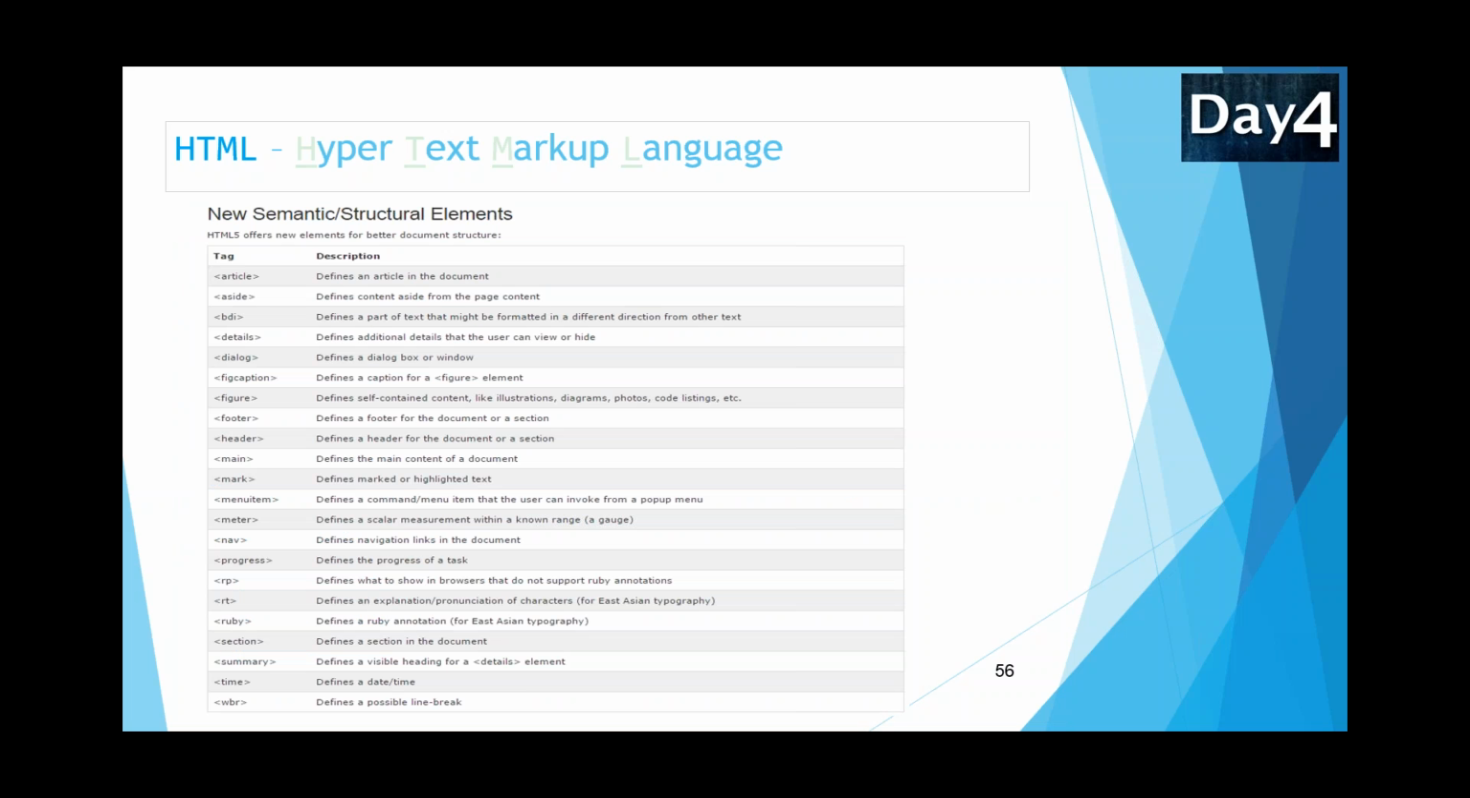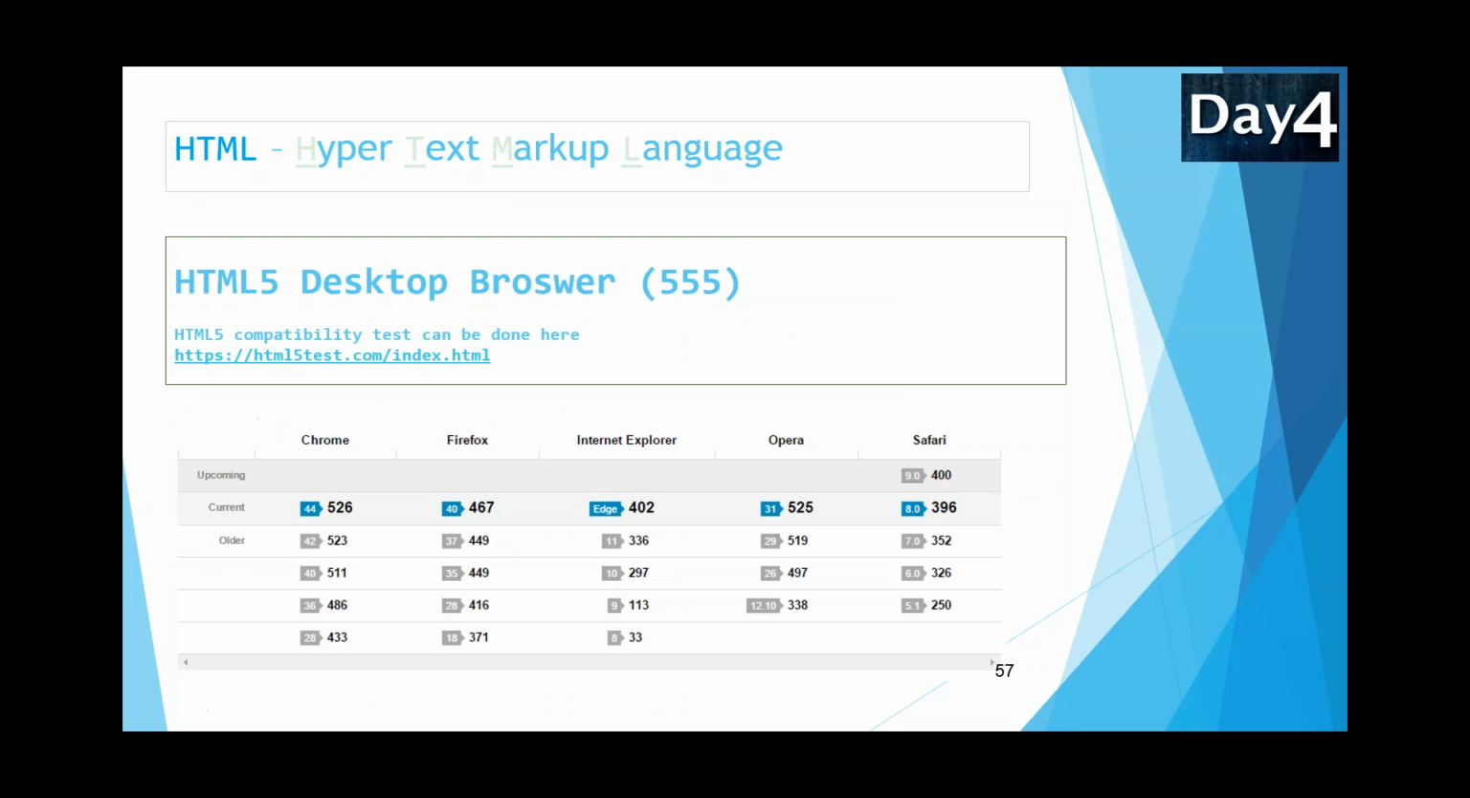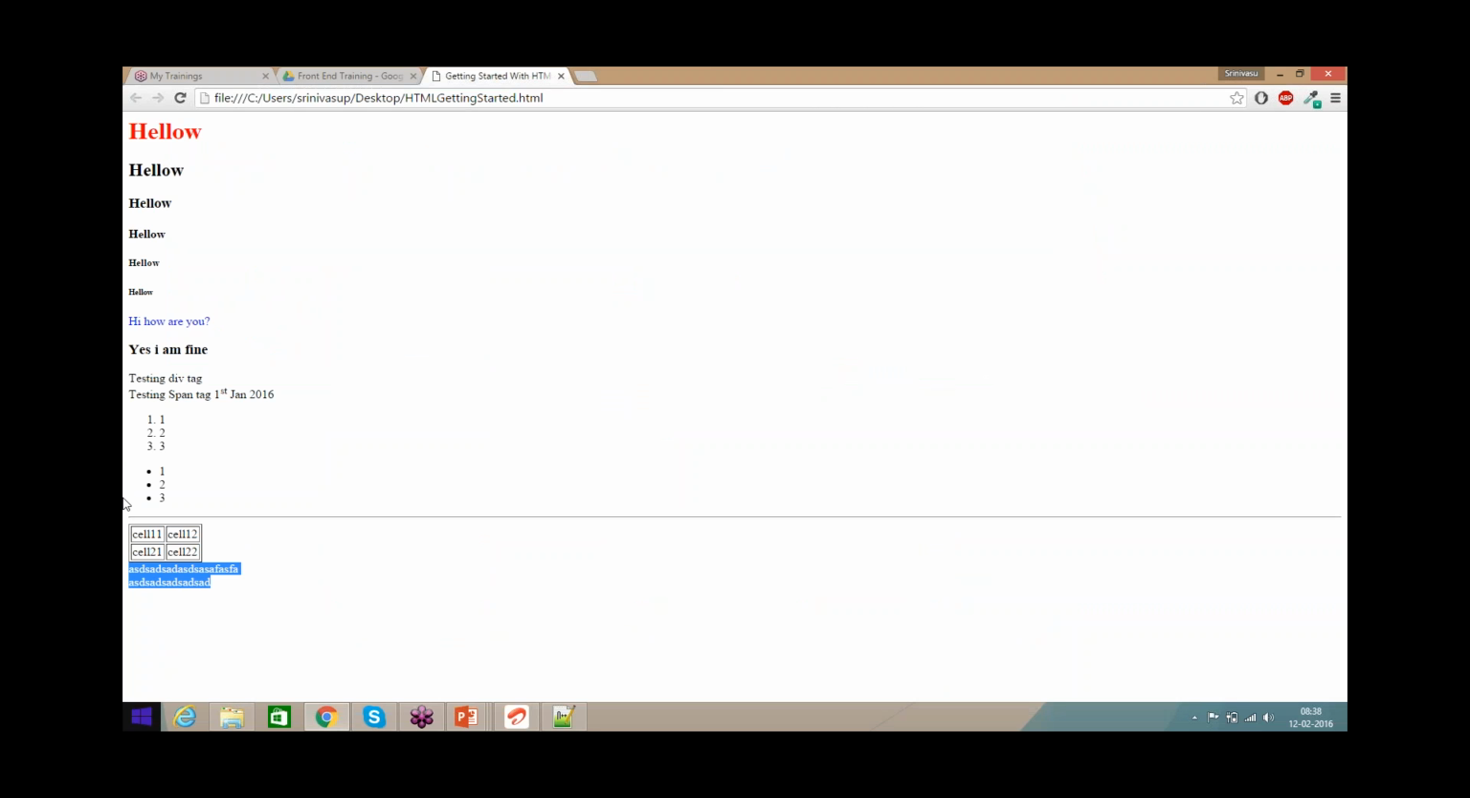Okay, so for new semantic or structural elements, you can refer to this table. HTML5 desktop browsers: this is the ranking of which browsers are supporting it, and these are the marks. If you want, you can test on the link above, html5test.com. If you go there, it will give you the result of how the modern browsers are supporting HTML5. We can run that live and see.